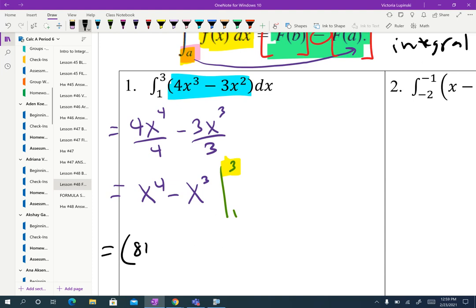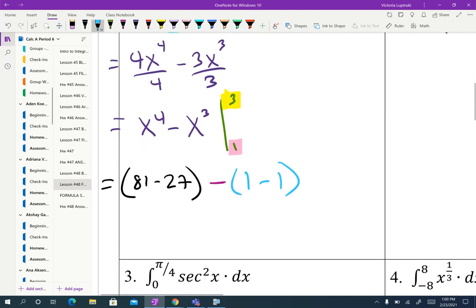So 3 to the 4th is 81, minus 3 cubed is 27. I'm going to go ahead and put that in one parentheses. Then it's always a minus between. Now you're going to put your lower limit of integration in. So that is going to be 1 to the 4th, which is 1, minus 1 cubed, which is also 1. And now you're going to go ahead and calculate.